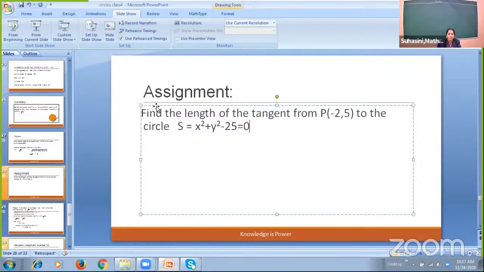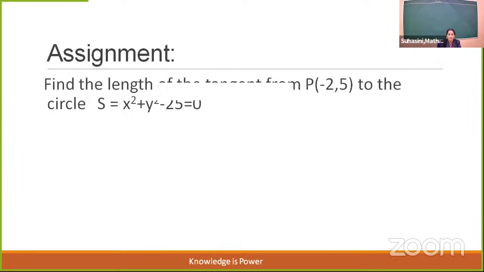And we have to write the given point, given circle and formula. What is the formula? The length of the tangent from P(x1, y1) to the circle S = 0 is root S11. What is root S11? It is equal to under root x1 square plus y1 square minus 25. What is x1? Minus 2.